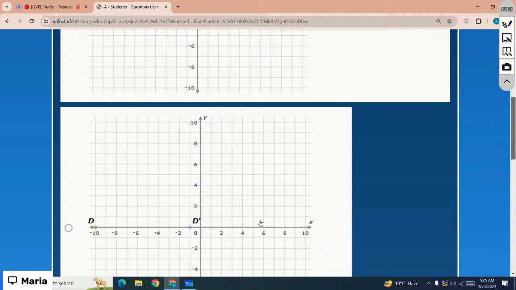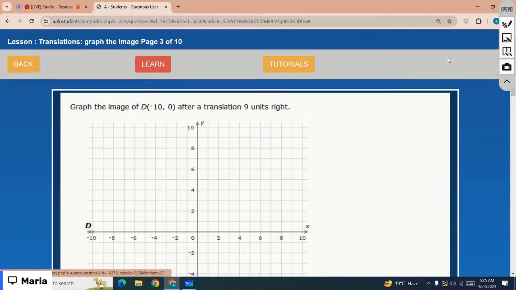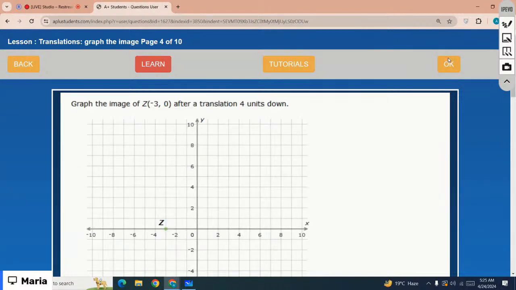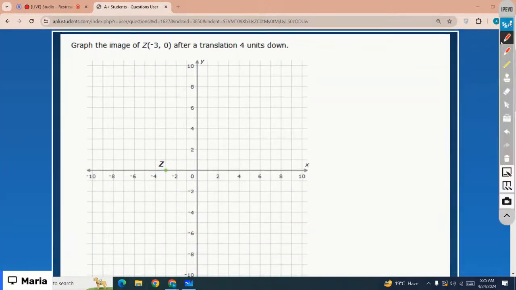So that is the correct option, right? The next one is graph the image of -3, 0 after a translation 4 units down. The next one is the one where you have to find the coordinate, right? Okay, you have to move 4 units down. 1, 2, 3, 4. Here you are.